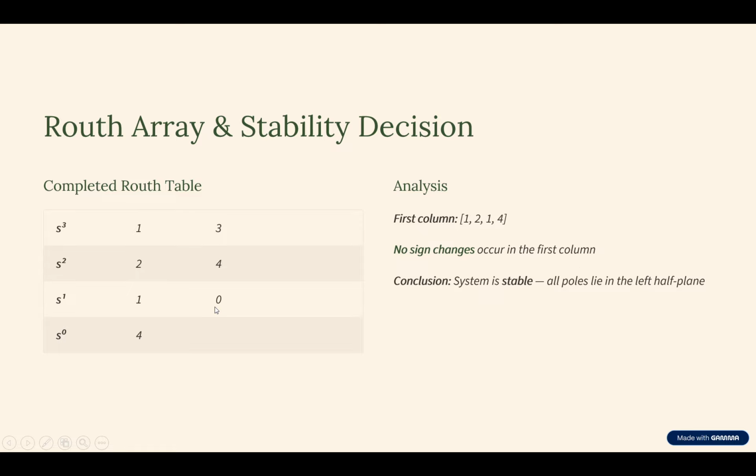Let's move to the next slide. This is an example where we have taken the Routh array, and we can see the first column has no sign changes, so it is a stable system. The conclusion we can come to is that our control system here is stable.